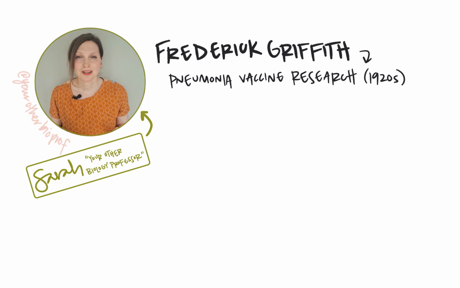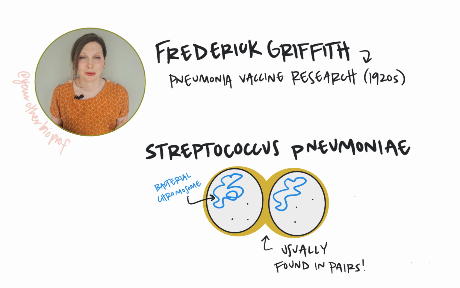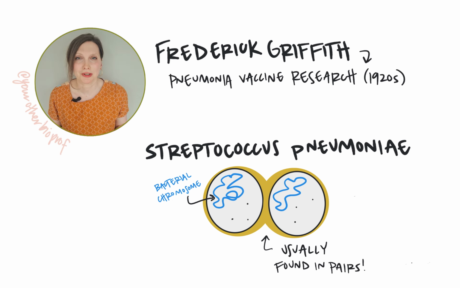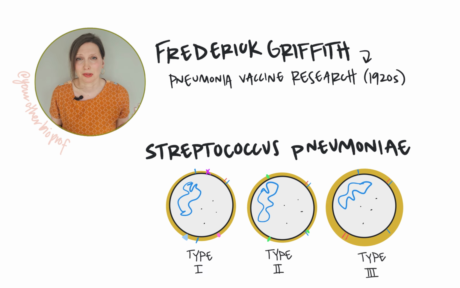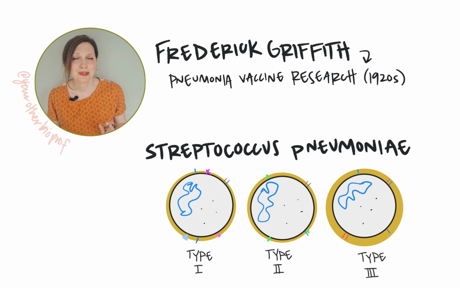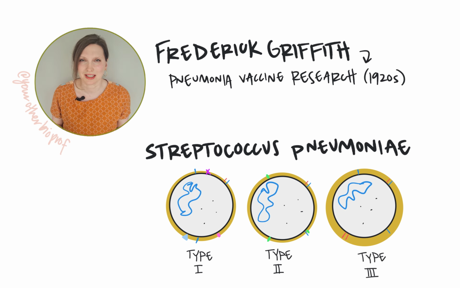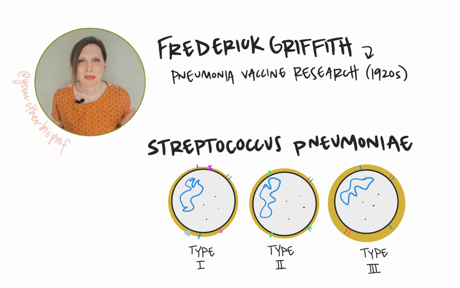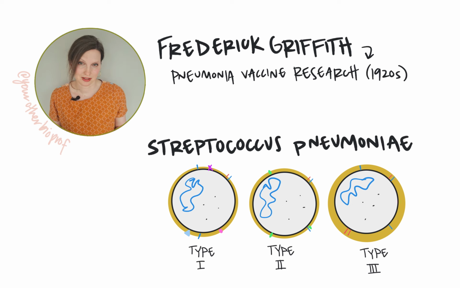Frederick Griffith is working on developing a vaccine for pneumonia. Pneumonia is caused by a bacteria. We now know it as Streptococcus pneumoniae. And Griffith found that many infected patients had multiple different types of this bacteria in their systems. Type 1, type 2, type 3. The different types have different cell surfaces, so the infected person's immune system generates different antibodies against them. Think of it like the same bacteria, but wearing different outfits.